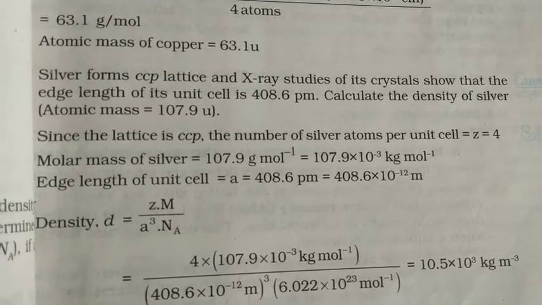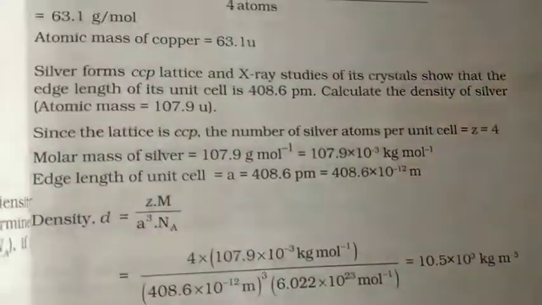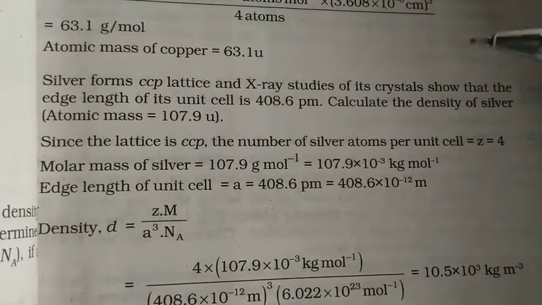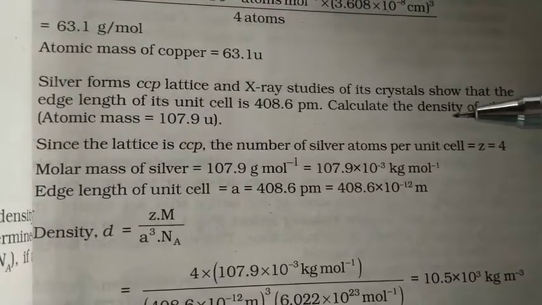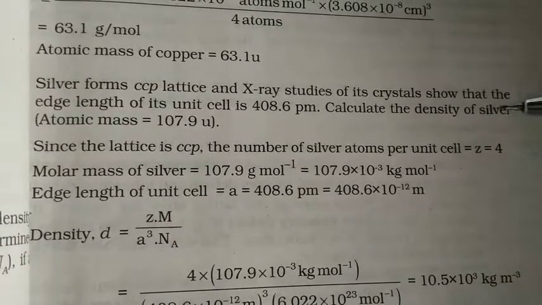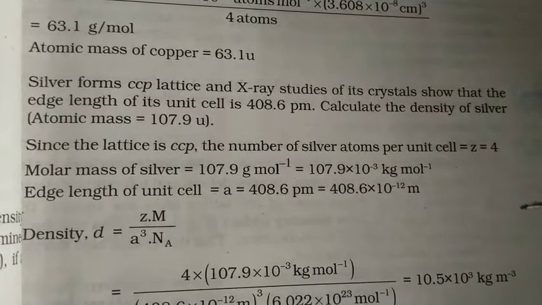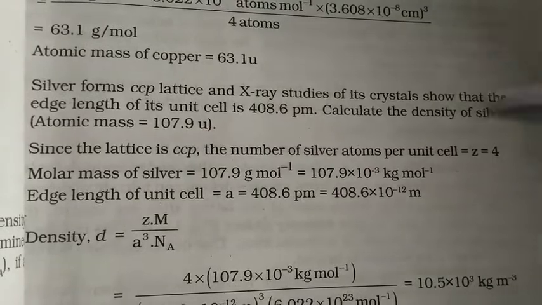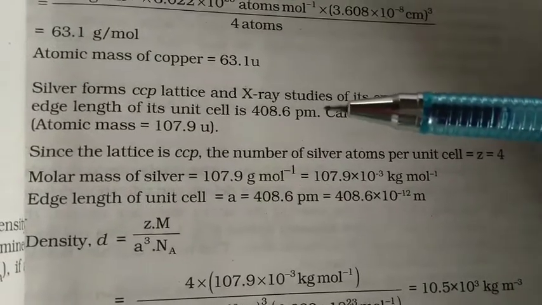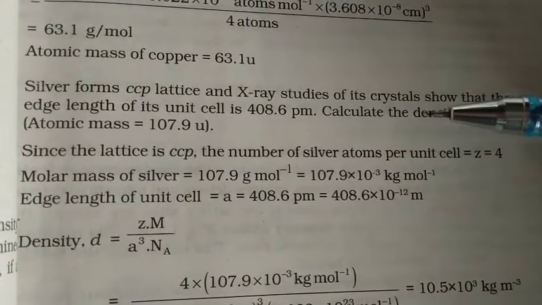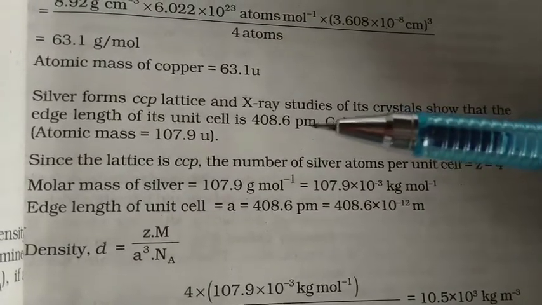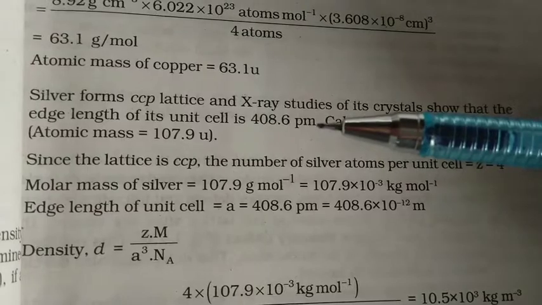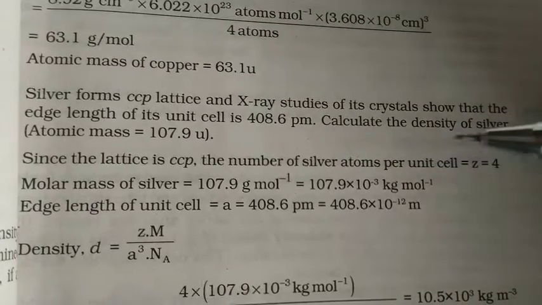Students, today in this session, I am going to tell you the trick for fast calculation of numericals in solid state. At first, there are density related questions. We have to find density of the metals. That's the question. Silver forms CCP lattice, and X-ray studies of its crystal shows that the edge length of its unit cell is 408.6 picometer. Calculate density of silver.